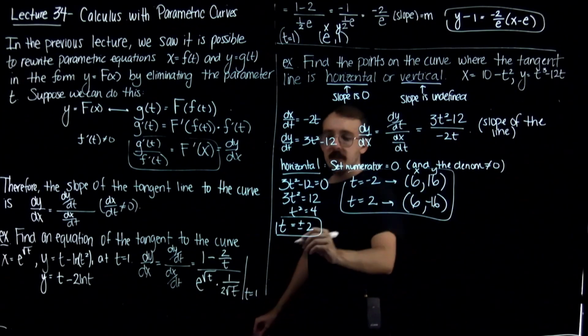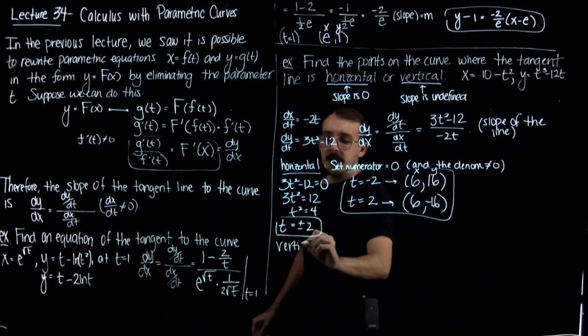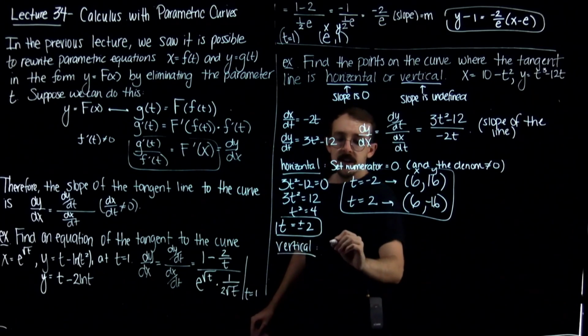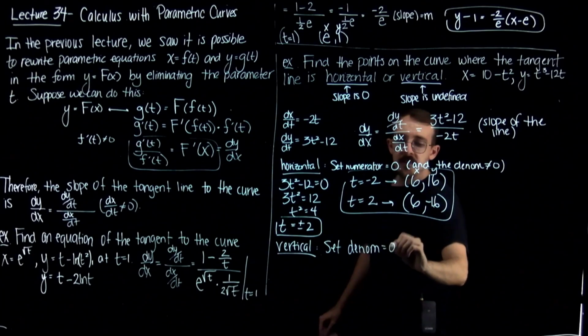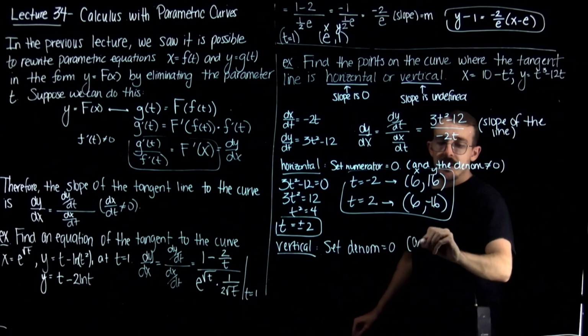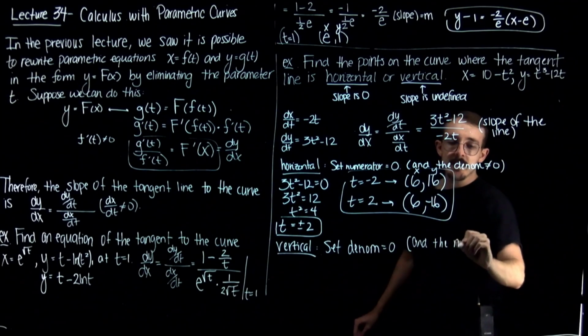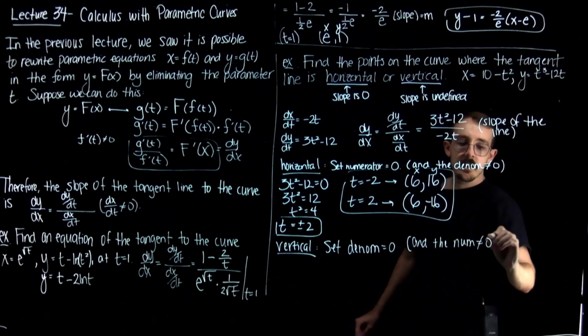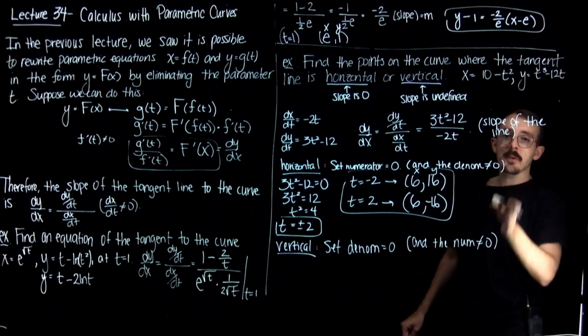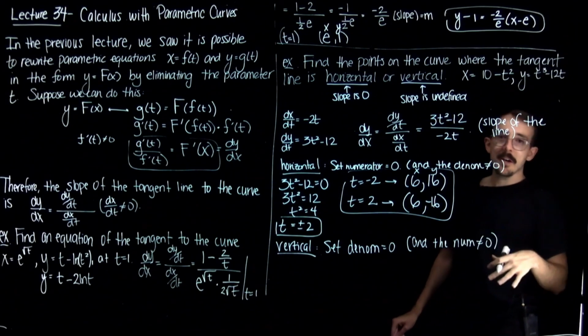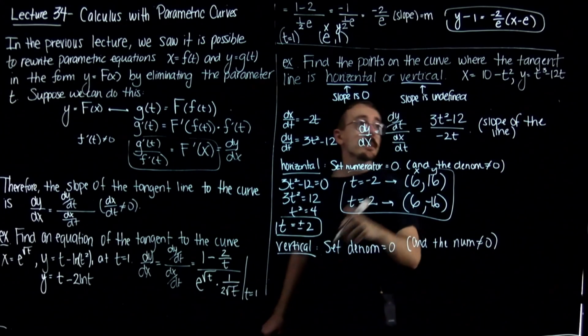And now we'll do the same thing for vertical. So for vertical, I would like the slope to be undefined. So I need to set the denominator equal to 0. And also, I need to be careful, the numerator shouldn't be 0 at the same time. I'll address this in a moment, what happens when they're both equal to 0. I'll briefly talk about that. But let's first focus on this.